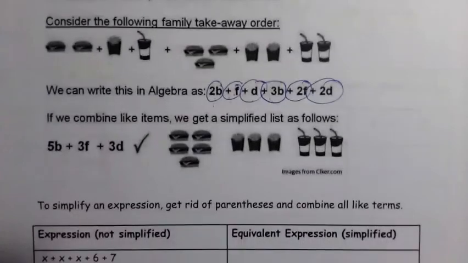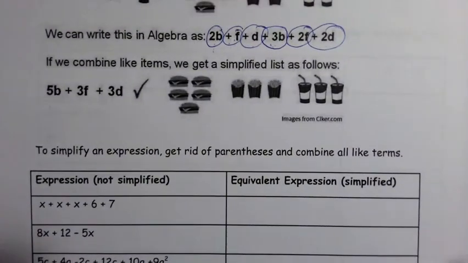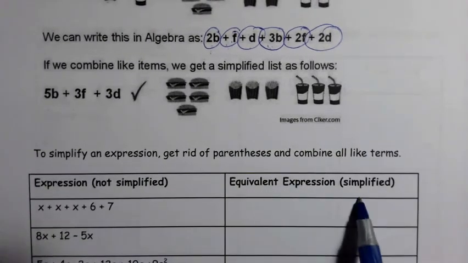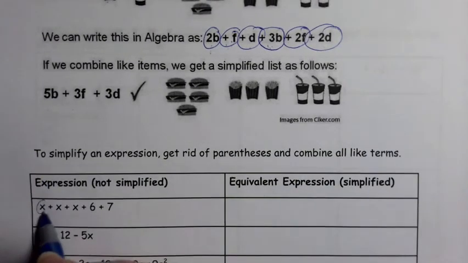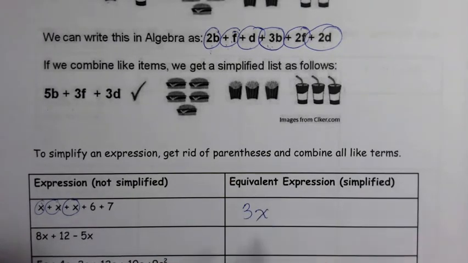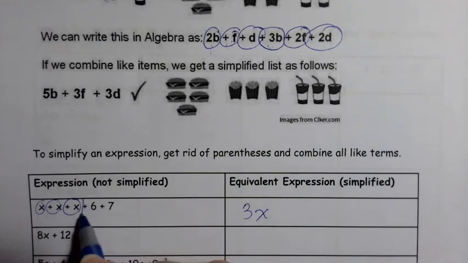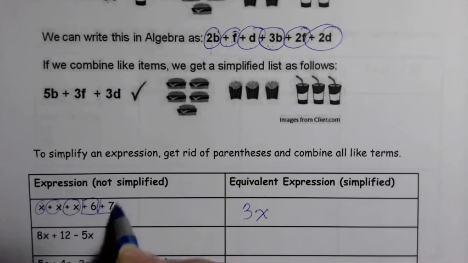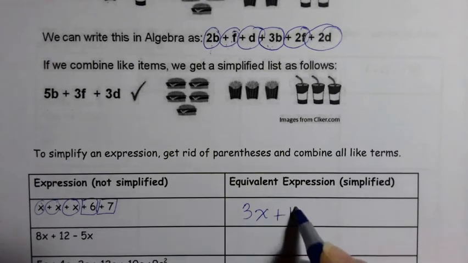So on the left-hand side here, we have an expression that is not simplified, and we want to find an equivalent expression that is simplified. So here I have x plus x plus x. I have 3 x's. Okay, these don't have variables, they're constants. So I have a plus 6 and a plus 7, which gives me a plus 13. That's all. I can't get any simpler than that. Okay, I know it's kind of weird, but that's your answer. That's your expression that's equivalent.